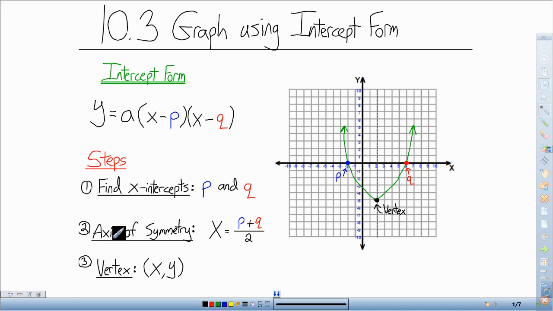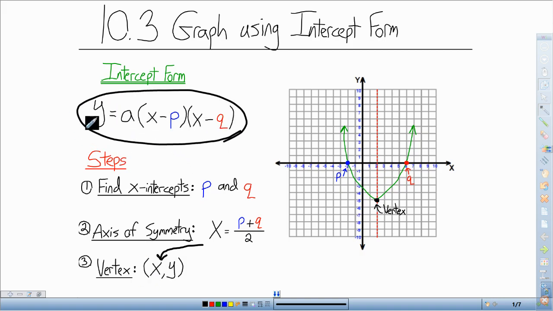From there, we can get our axis of symmetry using this really simple formula. The axis of symmetry is going to equal adding our p and q value and just dividing it by 2. Remember, the axis of symmetry is that dotted line that separates our parabola into two equal halves. And then the last step will be finding our vertex, and it's the same way as before. The axis of symmetry gives us our x value, and then we need to plug that back into our formula and get our y value.